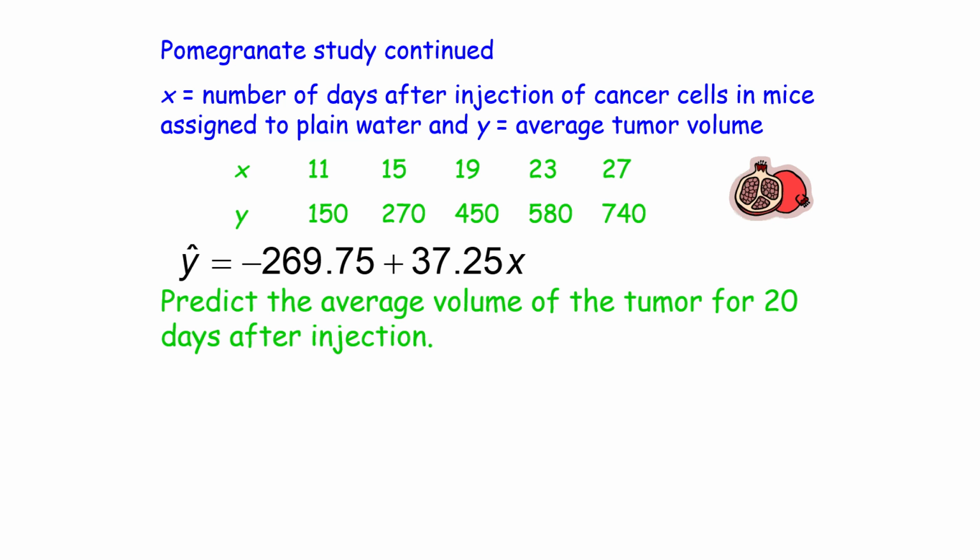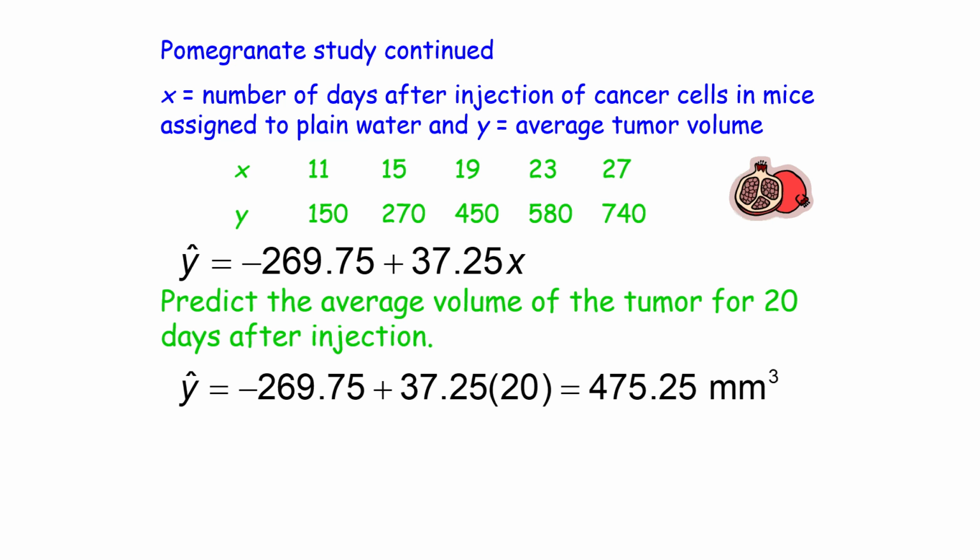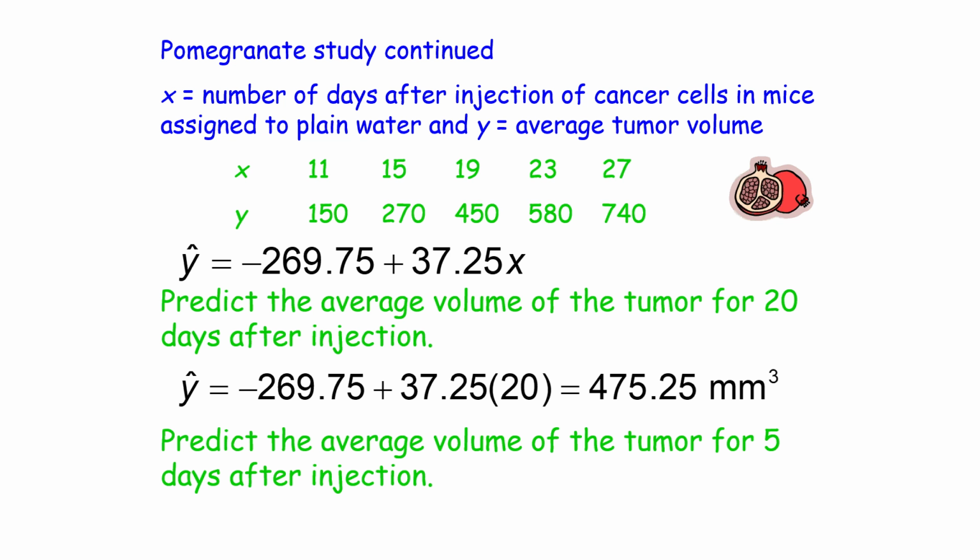So we're going to go ahead now. We're going to predict the average volume of the tumor for 20 days after an injection. So we're going to take that 20, we're going to plug it in, and we're going to get 475.25 millimeters cubed. Now, let's predict the average volume of the tumor for 5 days after injection.